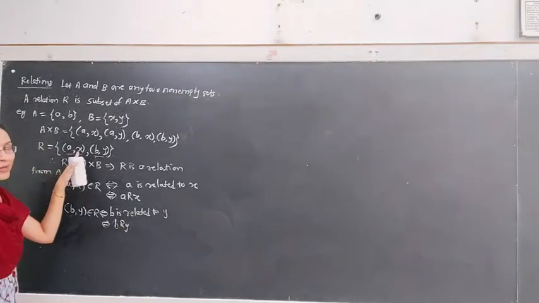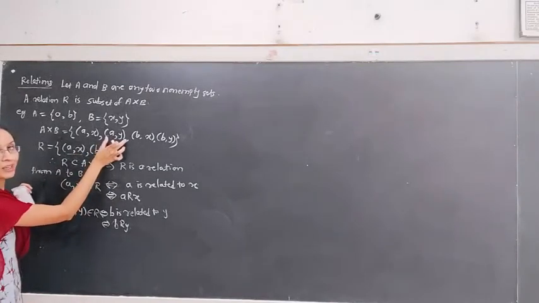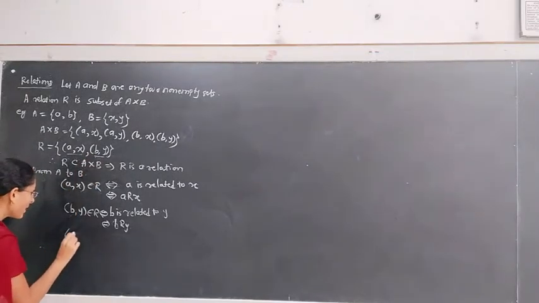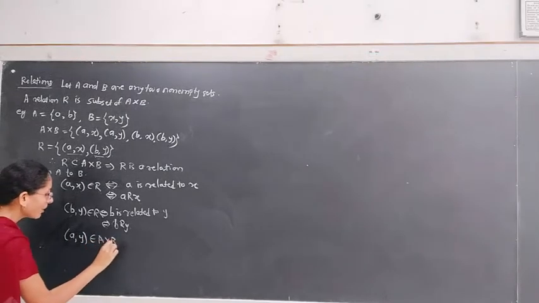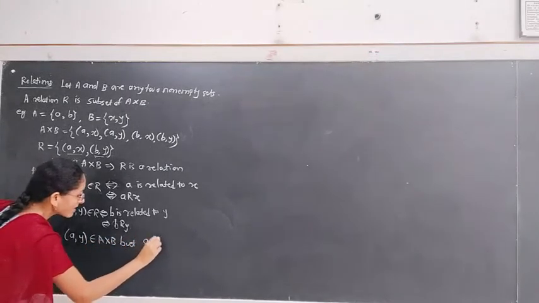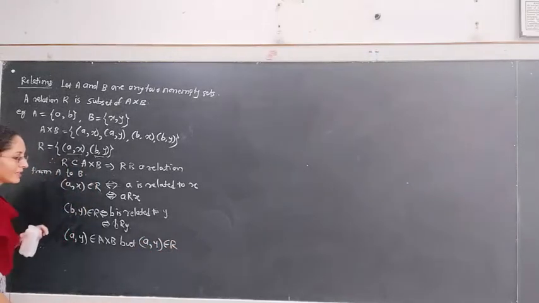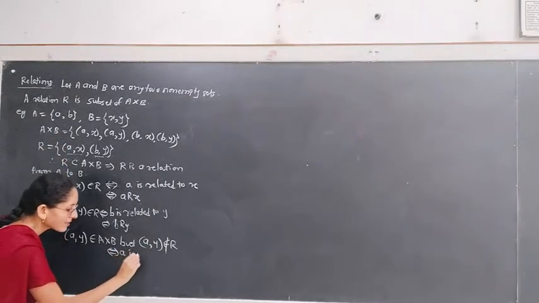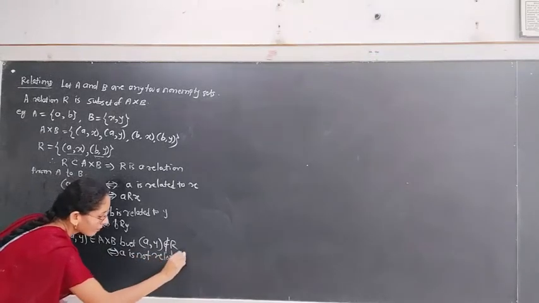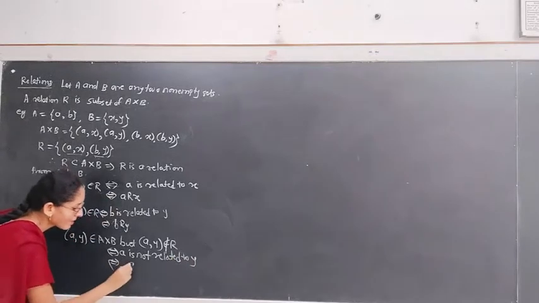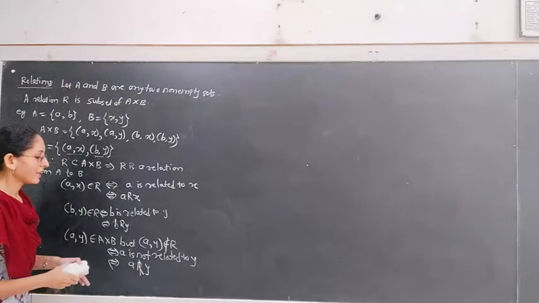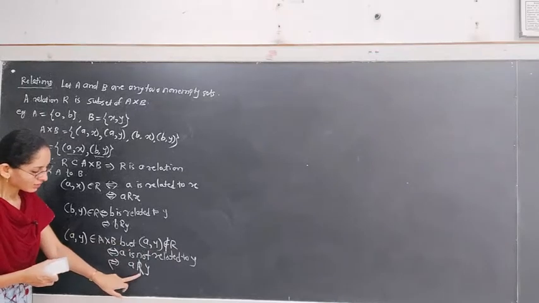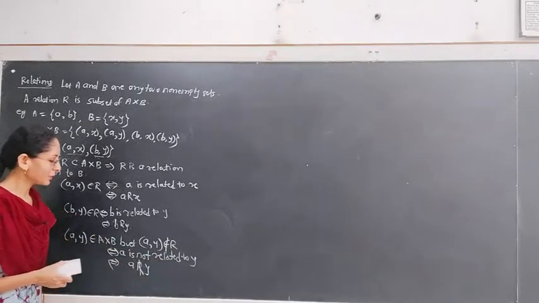If some ordered pair does not belong to R, say this ordered pair AY belongs to the A cross B set, but it does not belong to the set R. As the ordered pair AY belongs to A cross B, but ordered pair AY does not belong to R, then we say that A is not related to Y, if and only if A is not related to Y. That is, we write this as A not related to Y. If some ordered pair belongs to the original set A cross B but does not belong to R, then we write A not related to Y.